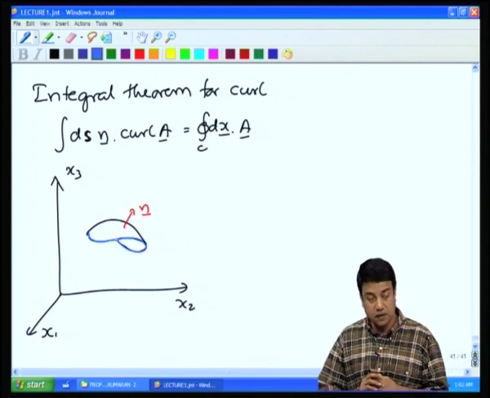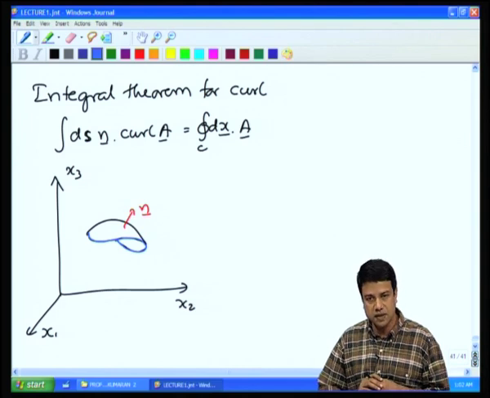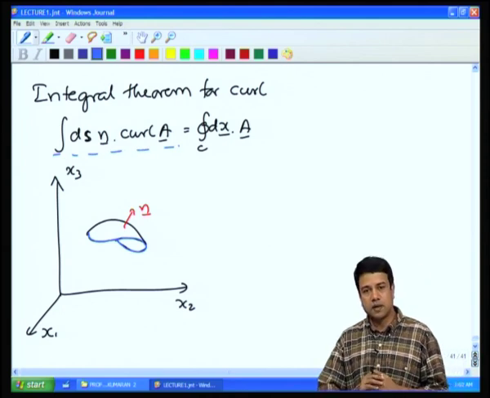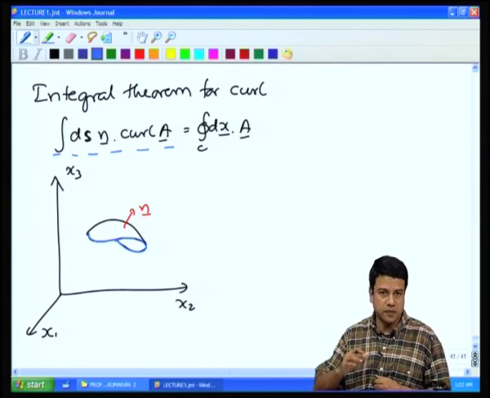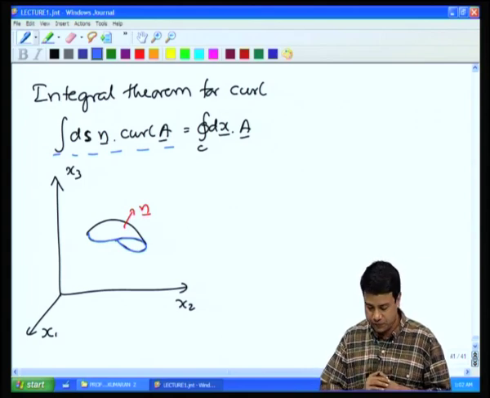So, this relates a surface integral to a line integral, and like the other theorems, it also has consequences. The first consequence is that this integral over the surface of n dot curl A, I have reduced to an integral over the line of dx dot A. That means that this surface integral does not depend upon the value of this vector on the surface, it only depends upon the value of this vector on the perimeter itself. It does not depend upon the value of the vector at all points on the surface, it only depends upon the value of the vector on the perimeter of the surface. Okay, that is one important consequence.